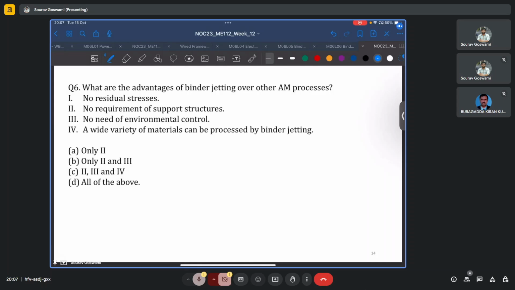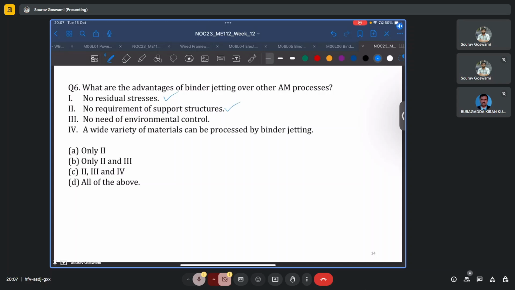Are no residual stresses encountered? This is true because, as we discussed, the process temperatures during the build process in binder jetting are very low. This does not provide any scope for the buildup of residual stresses, either tensile or compressive. Second, no requirement of support structures, as the loose powder acts as a support, and because of a lack of residual stresses, there are no chances of warpage as well. So this is also true.